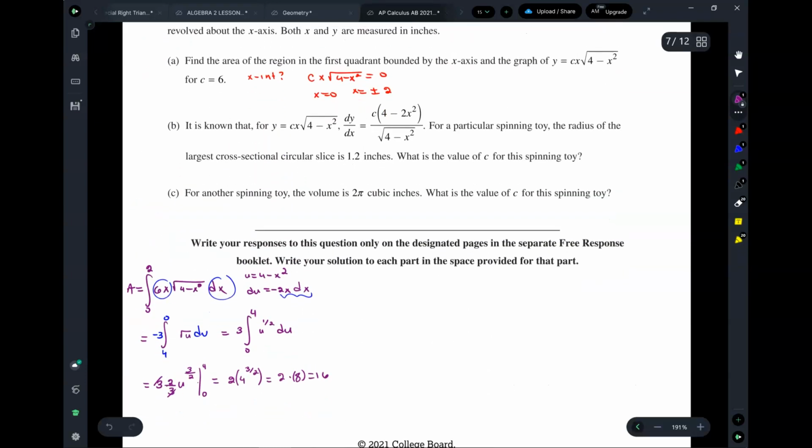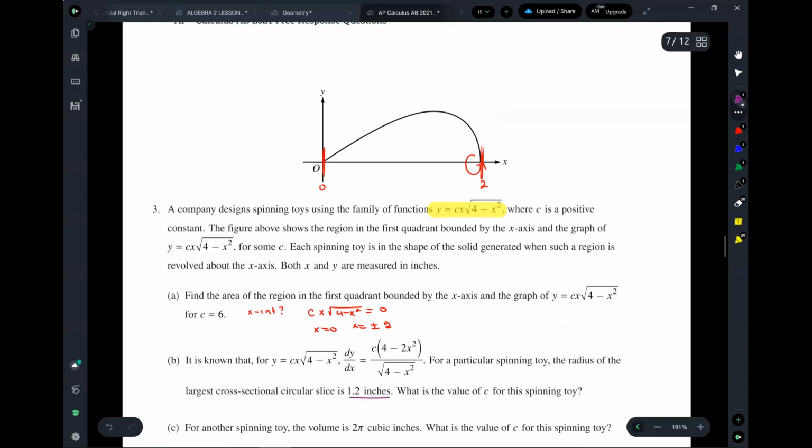It is known that for y equals this, dy/dx equals that. Look at that. They even give you the derivative for it, saving us some time. For a particular spinning toy, the radius of the largest cross-sectional circular slice is 1.2 inches. Find the value of c for this spinning toy. Okay, let's think about that. So we took that shape, we revolved it. Now we have a 3D shape in that image.